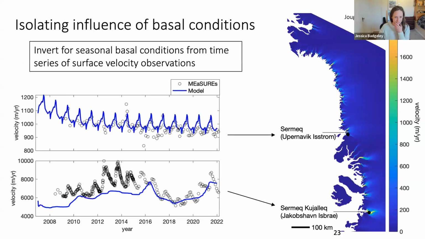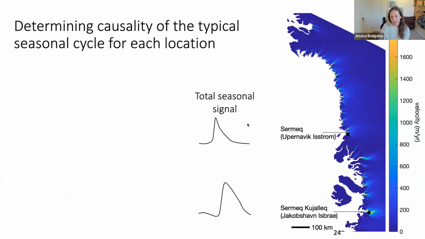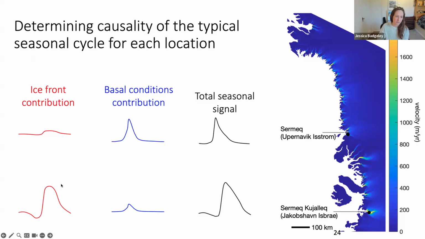All right, so just to finish up, one of the cool things about the model, with being able to include the seasonally evolving bed conditions and the seasonally evolving ice front positions, is that we can start to separate out the two. And so we may have an average seasonal signal that looks more or less similar for these two glaciers. But if we use the model to look at the contribution from ice fronts versus from basal conditions, we can see that actually Pernific Istrum is much more driven by changes at the bed, whereas Sirmiculahek is much more driven by changes in the ice front position.